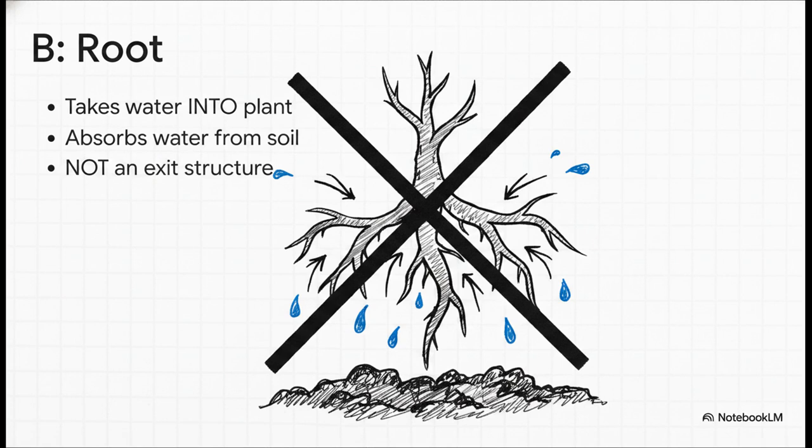Moving on to option B, the root. Now, think back to our little water journey from a few moments ago. The root's primary job is to take water into the plant from the soil. It's this brilliant absorption system that kicks off the whole shebang. But remember, the question is asking for the structure responsible for water loss, the exit point. Since the root is the entry point and absolutely not an exit structure, option B is definitely incorrect.